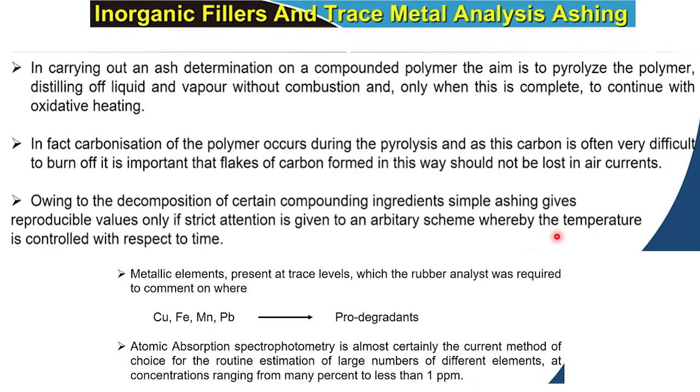Inorganic fillers and trace metal are present. So to know how much metal is present, for example, those elements which are banned for a rubber product, for example lead, how much percentage is present if it is there. So to know the elemental composition, you should go for atomic absorption spectroscopy, and you can certainly determine a very small amount if it is there. It can even detect up to 1 ppm level.